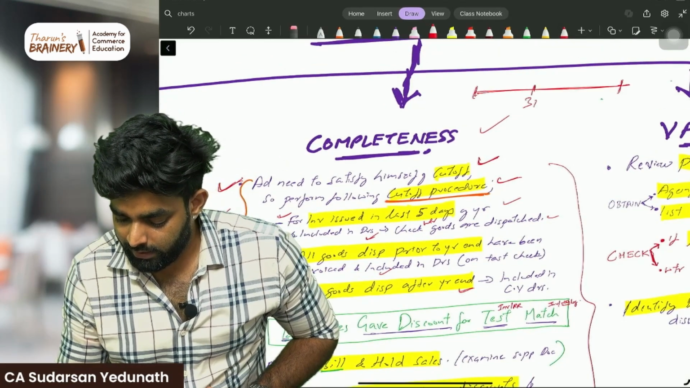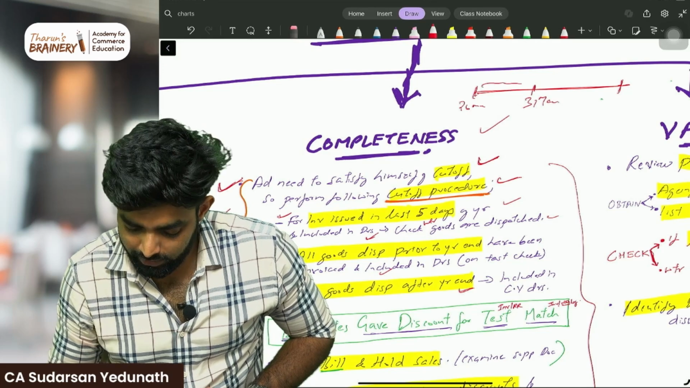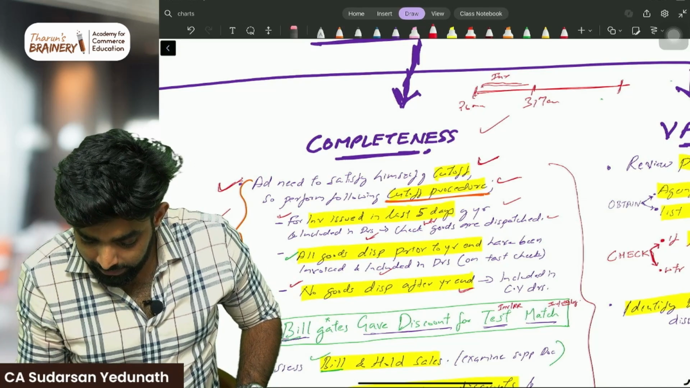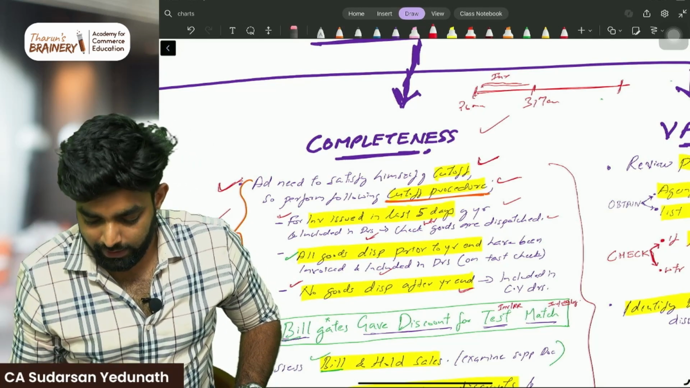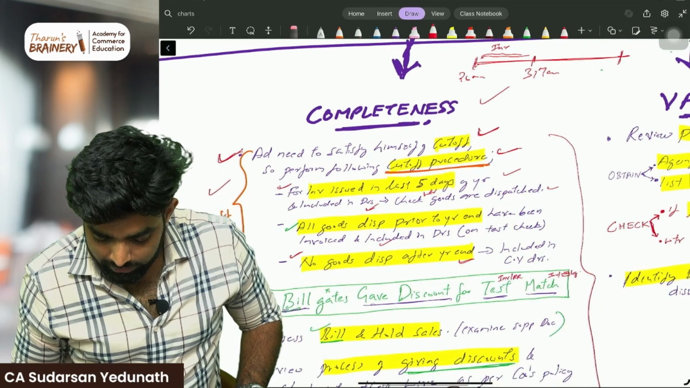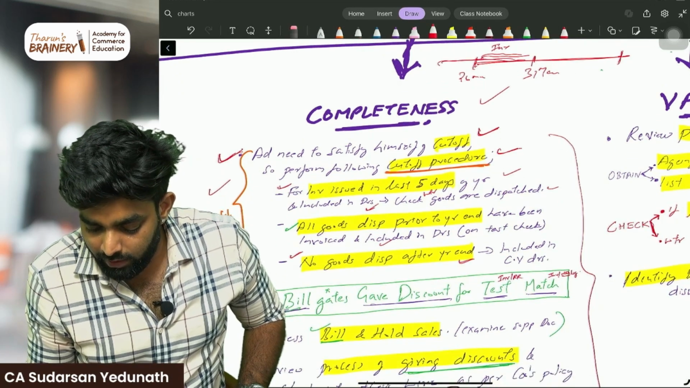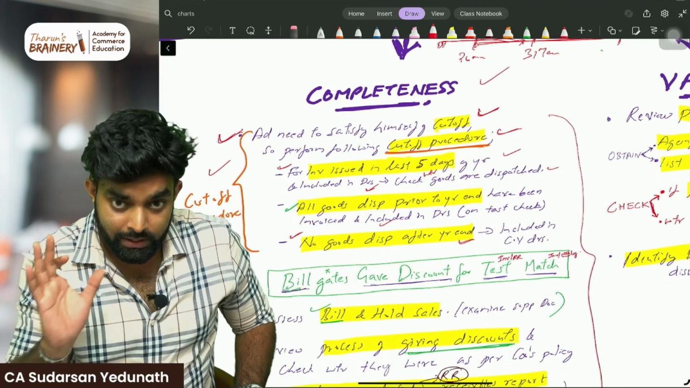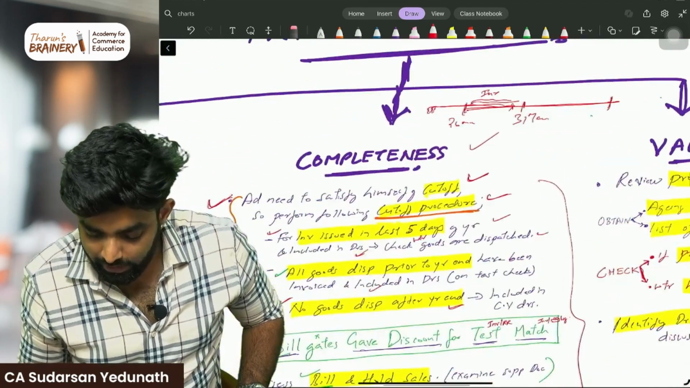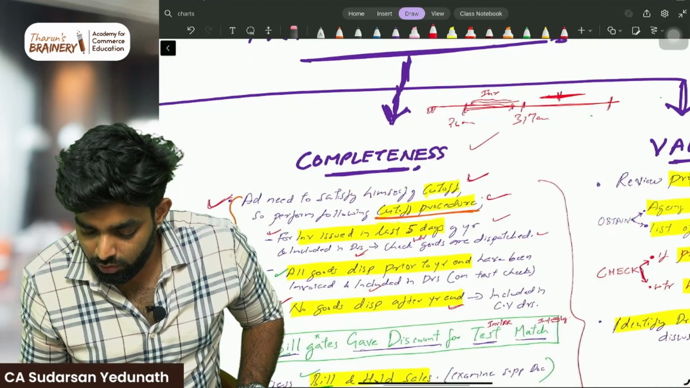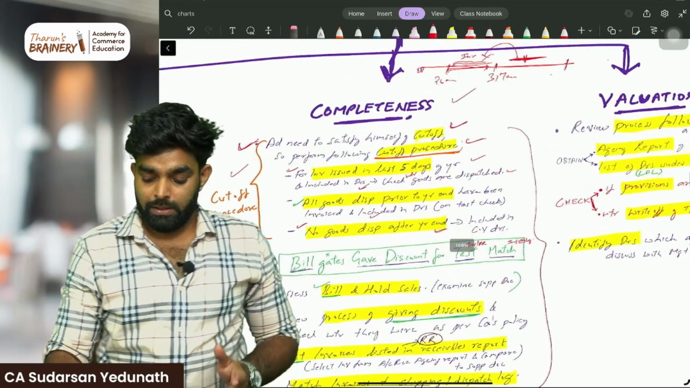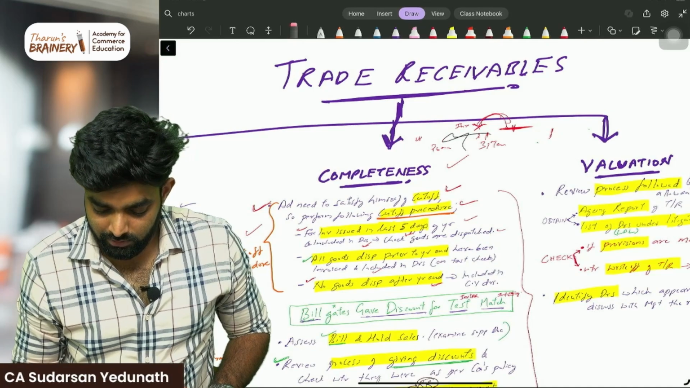This is 31st March. This is 26th March. So the first point is invoice issued. For all the invoices issued in this period, see whether goods are actually dispatched. Then for all the goods dispatched prior to the year end, see whether an invoice is issued. Then next, the invoice is issued and it is included in debtors. Goods dispatched after the year end, in this period, should not be included in the debtors of this period. Okay, keep that in mind. Simple as that.